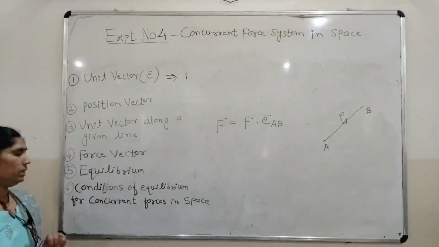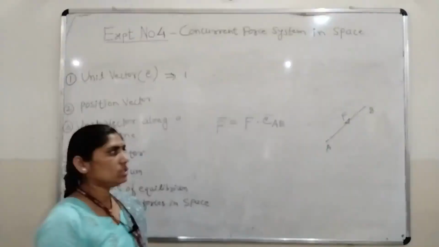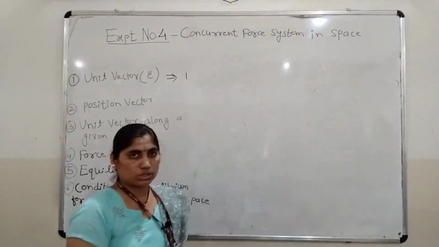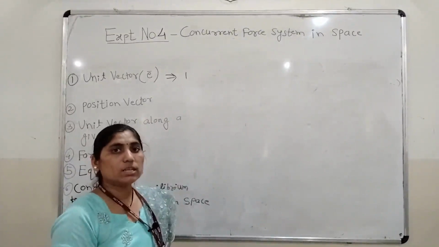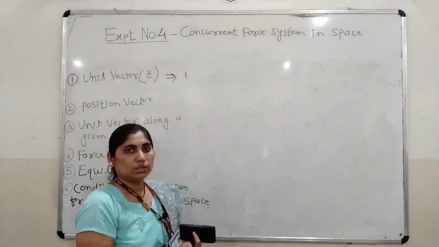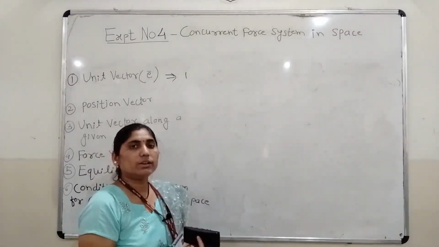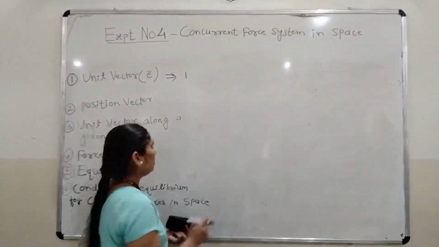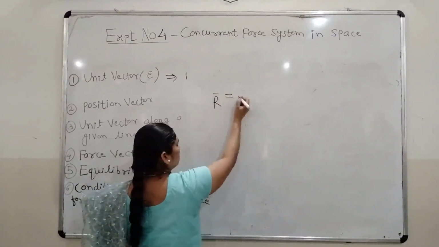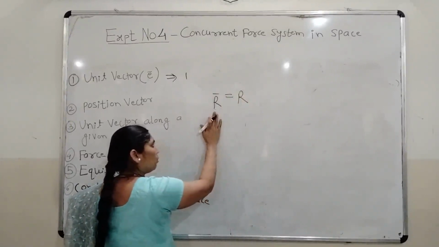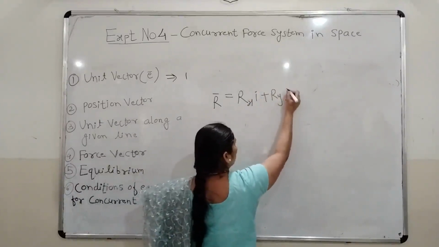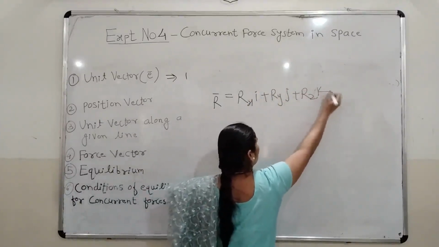Next is equilibrium. We say the given system is in equilibrium when the net resultant force acting on the body is equal to 0. That net resultant may include your resultant force and resultant moment. Okay, so now here the net resultant force we can write it as, the resultant force we can write it as Rx i plus Ry j plus Rz k is equals to 0.